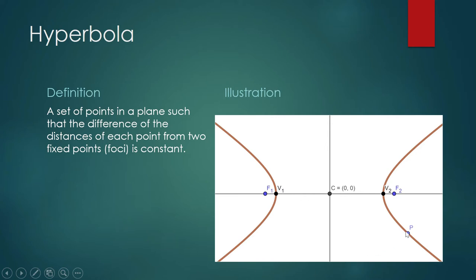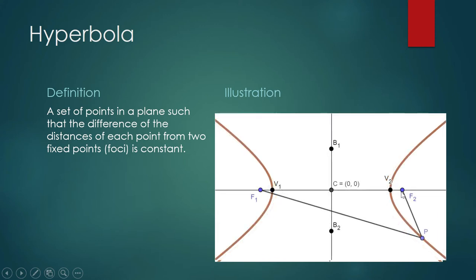So let us pick any point along the curve. Let's say, for example, point P. P has a distance from one focus. So that would be the length of the line segment F1P. And P also has a distance from the other focus, F2. So if we were to get the difference between these two distances, what we shall do is we shall get the length of this line segment minus the length of that line segment. Let's call that difference D, as in a delta.